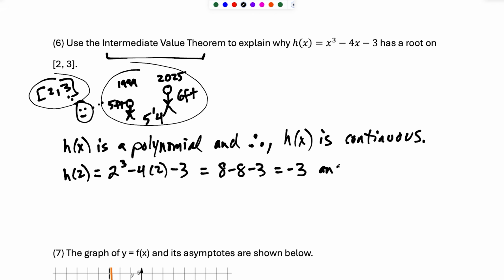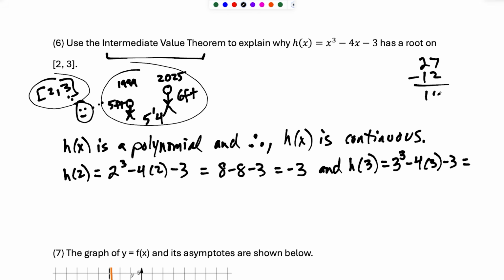I'm going to say h of 3 is equal to 3 to the 3rd power minus 4 times 3 minus 3. And this is going to simplify to 27 minus 12, giving us 15, and then 15 minus 3 is going to give us 12. So the function value at 3 is equal to 12. But now let's think about what it means for a function to have a root. A root is a value of a function where the function is equal to 0.